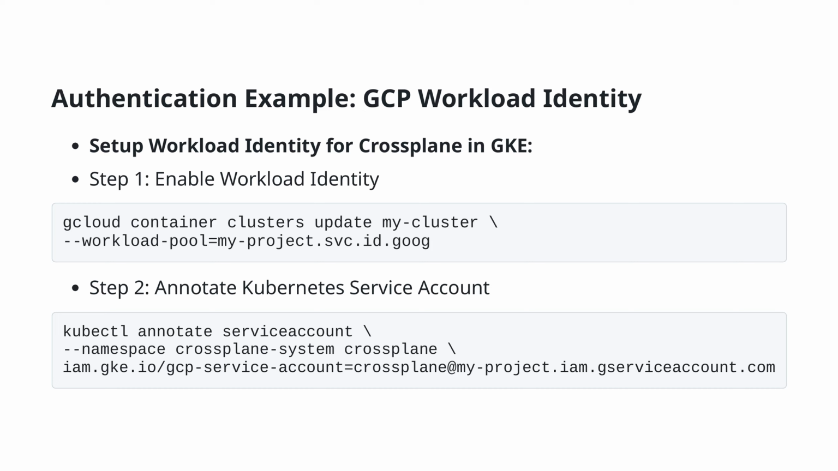In this slide, we'll discuss an authentication example for GCP workload identity and how to set it up for Crossplane in GKE. The first step involves enabling workload identity. This is done using the gcloud command as shown, specifying your cluster and the workload pool. This links your GKE cluster to your GCP project.